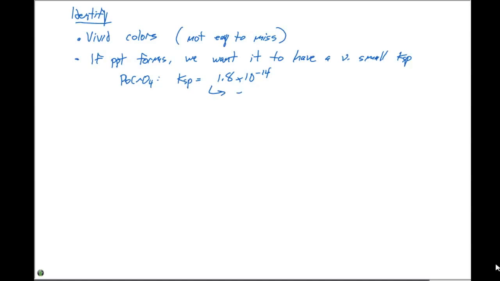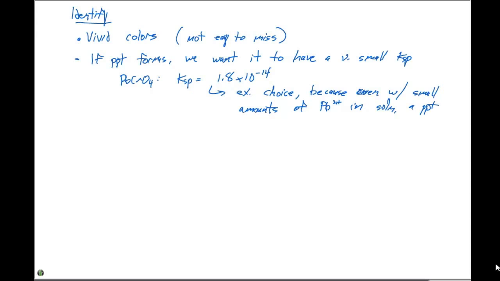This tells us that this is an excellent choice because even with small amounts of lead 2+ in solution, a precipitate will form. And again, we want it to be this bright, bright color.